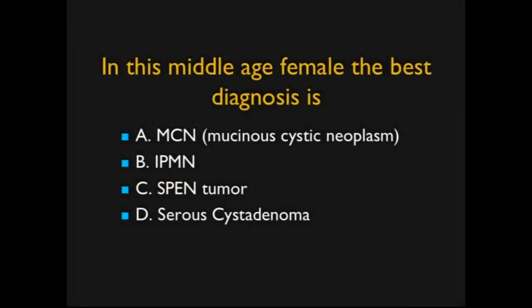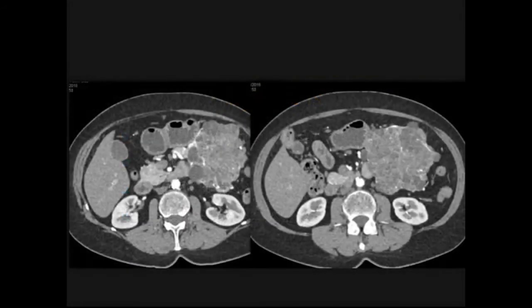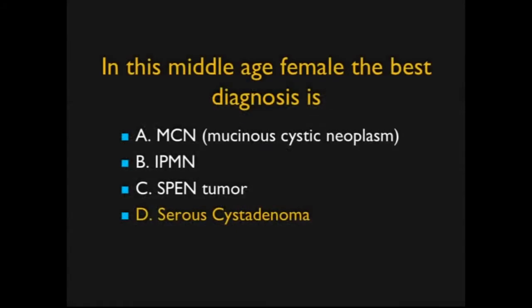In this middle-aged female, the best diagnosis is, forget the possibilities. Look at this mass coming off the pancreas, septations, calcifications, multiple variable cysts, classic for serous adenoma. SPEN tumors, not middle-aged females, young females, not so many septations typically. This is not an IPMN, and MCNs don't have so much septations. MCNs can have calcifications, but it's typically peripheral. So that's not going to be the case here.